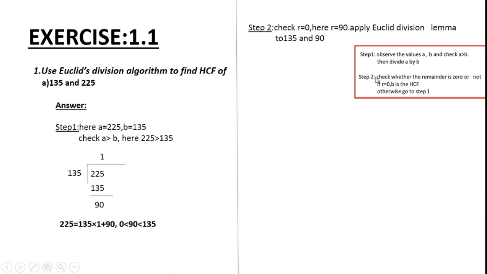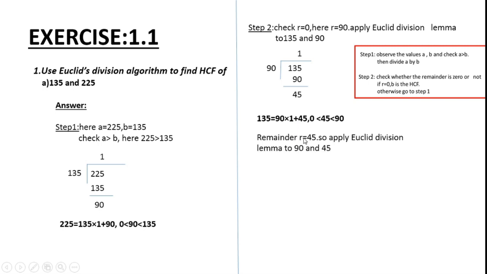What is step 2? Check whether the remainder is 0 or not. Here the remainder is 90, so we have to go to step 1. That means apply the Euclid division lemma to 135 and 90. Here A equals 135 and B equals 90. Divide 135 by 90. 90 times 1 is 90. The remainder is 45. This we can write as 135 equals 90 into 1 plus 45, where the remainder 45 is less than the divisor 90.